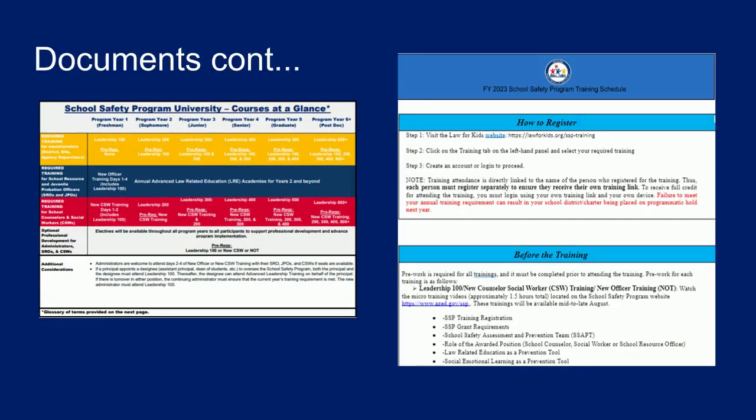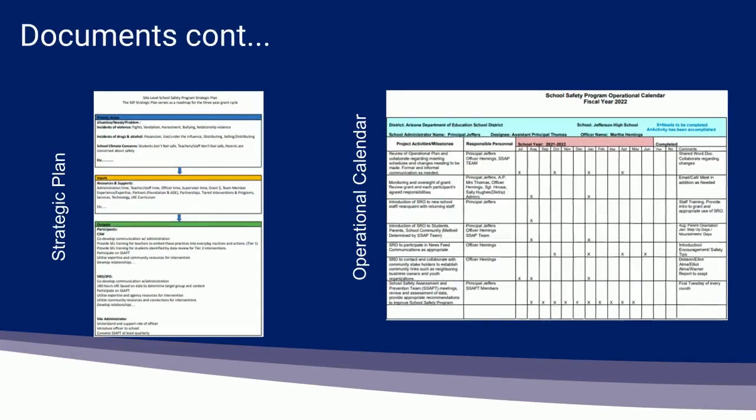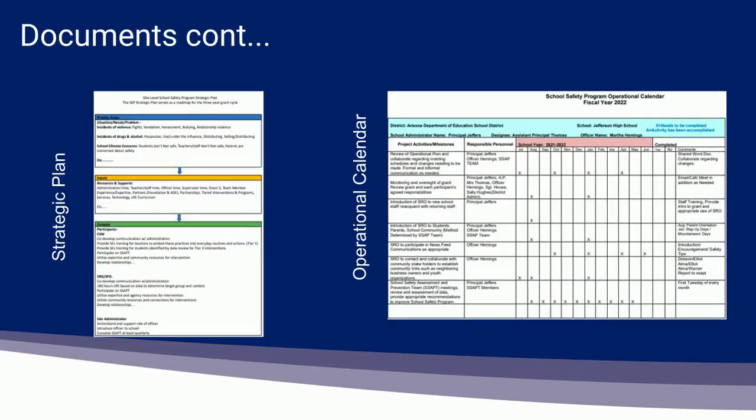Next, we have our training schedule, which provides guidance on how to register for your annual required trainings. We strongly encourage participants to complete these steps as early in the year as possible, as our courses fill quickly and are first come, first served. Next, we'll take a look at the strategic plan document shown here on the left, which can be used to guide the work of your SAPT. On the right-hand side, we have the operational calendar.